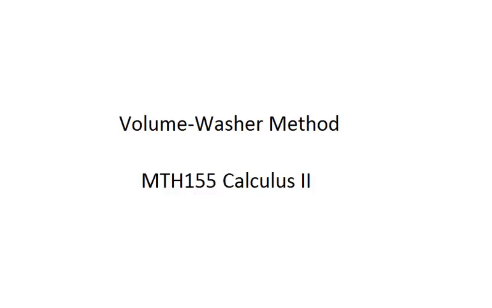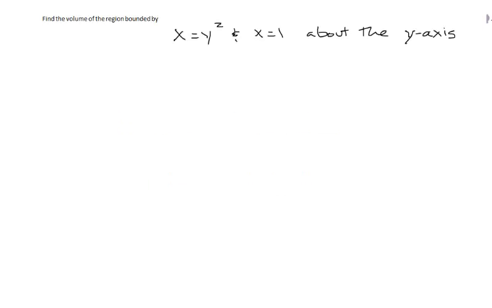In this video, we're going to take a look at how to calculate volume using the washer method. In our first example, we have: find the volume of the region bounded by x is equal to y squared and x is equal to 1 about the y-axis. And the washer method works similar to the disk method in that we're going to take slices perpendicular to the axis of rotation, but we're going to need to know the outside radius and the inside radius.